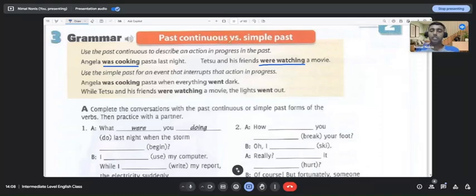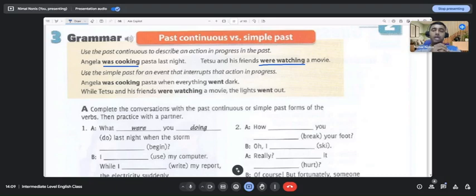So, past continuous tense versus simple past. When do you use simple past? Simple past tense is used for an action which happened in the past, and we are not thinking about the action which was in progress. We are thinking about an action which was completed in the past. In that case, we can use simple past tense.